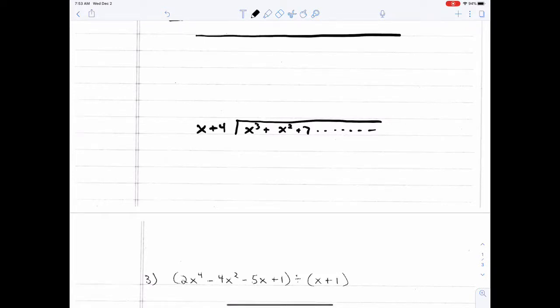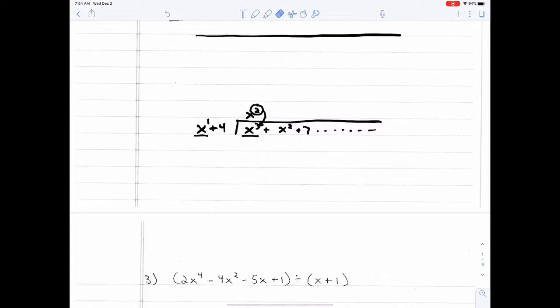Remember what we do in long division. What times this gives me that? In this case, it would be x to the second. Notice it's 1 less. Since this is x to the first, and for synthetic division, remember, the degree always has to be 1. So x squared times x to the first would give us x to the third. Notice this is 1 less than the degree of the dividend.